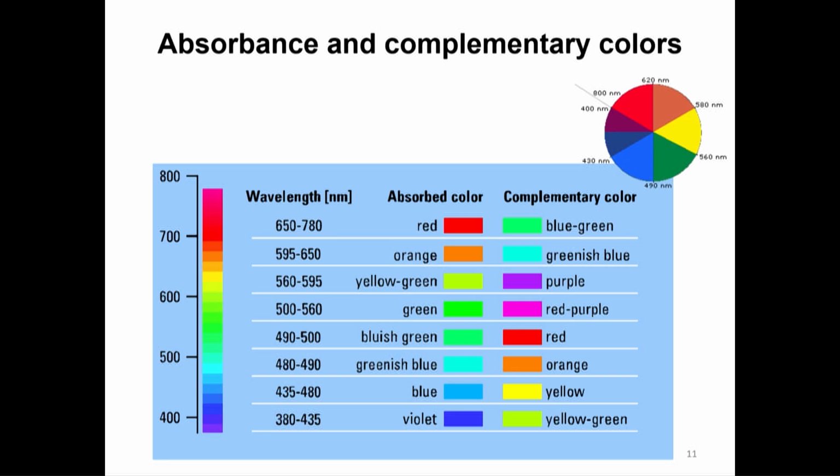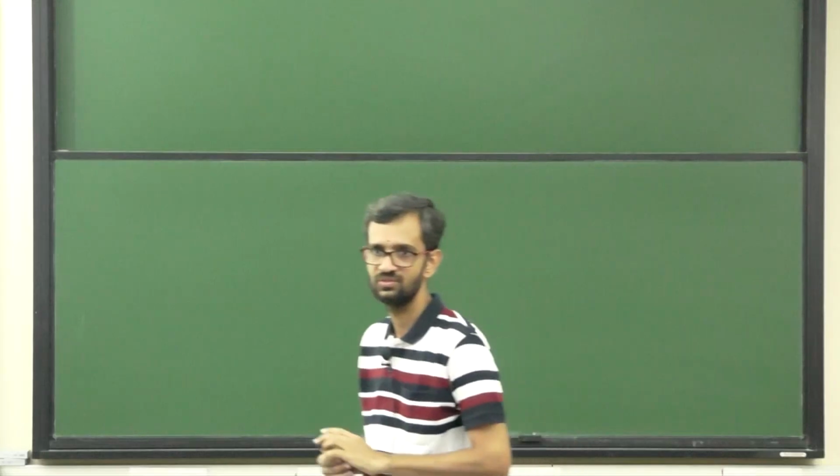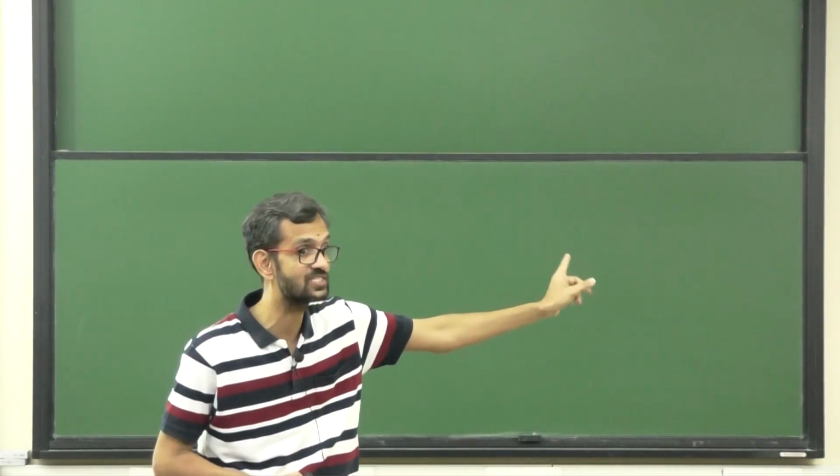Okay, what are the wavelengths that it would have absorbed? It spans from 490 to 500 nanometers, which means it has absorbed this greenish blue color, and because of that what you see is the orange color. Similarly, if the color that you see is green, the absorbed color is actually red, which means you have absorbed a wavelength between 650 to 780 nanometers. You can see that the absorbed color is red.